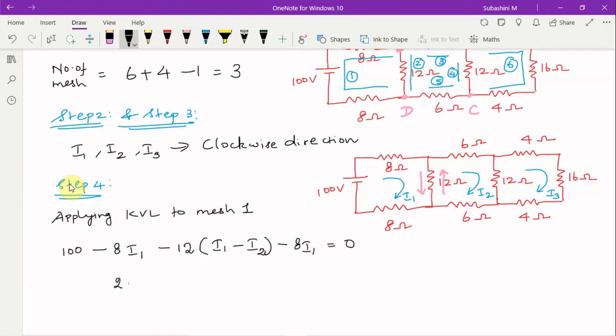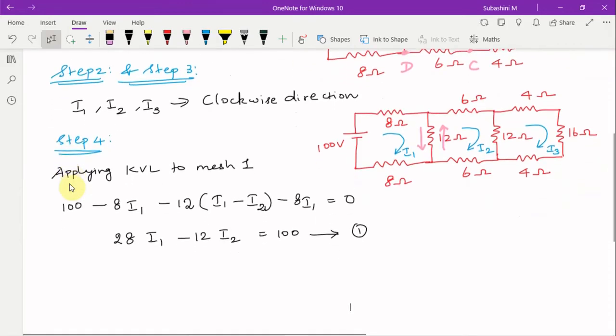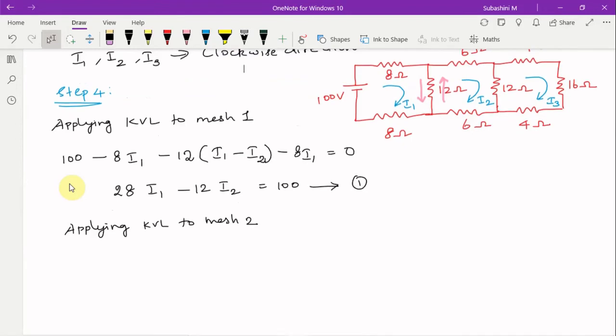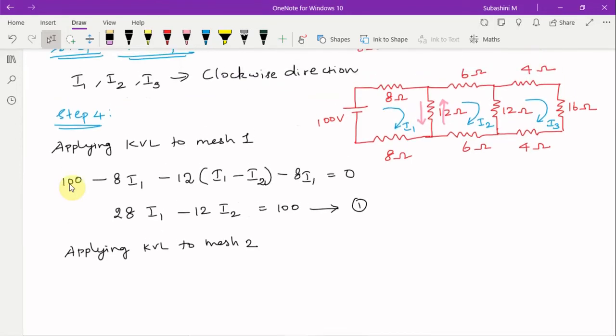When I reduce it, I will be getting 28 I1 minus 12 I2 equal to 100. This is going to be my first simultaneous equation involving I1 and I2. And second step, by applying KVL to mesh 2, loop 2, I am having the equation.